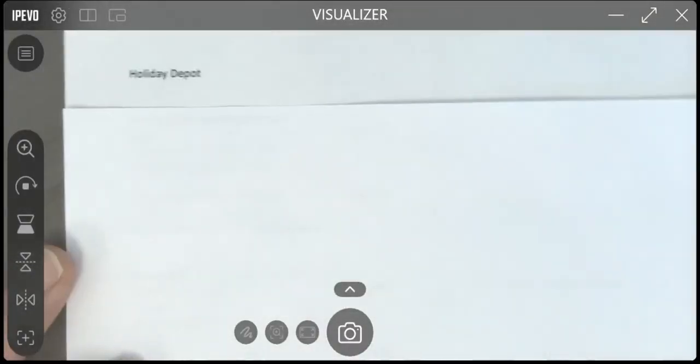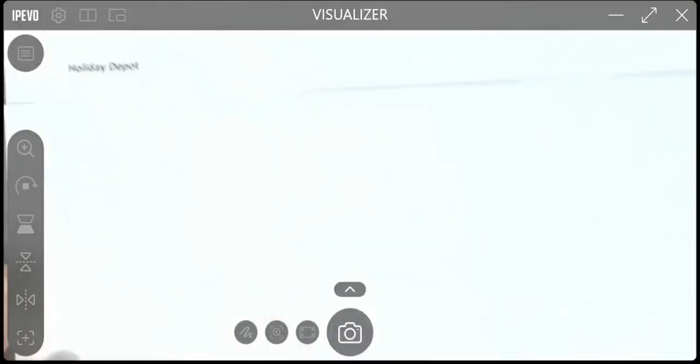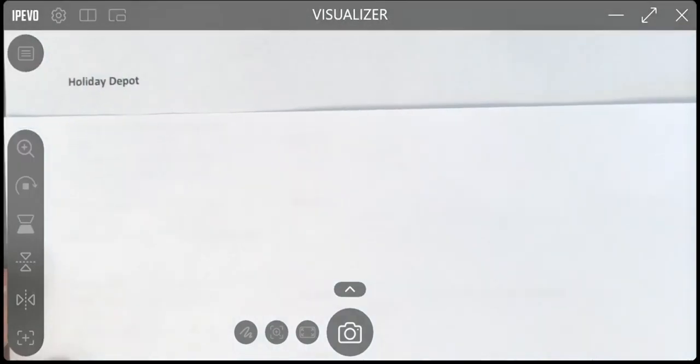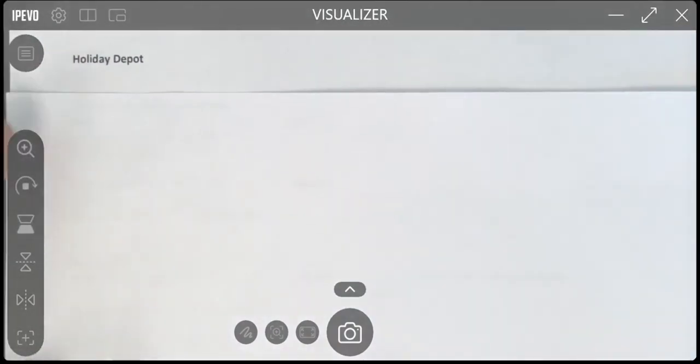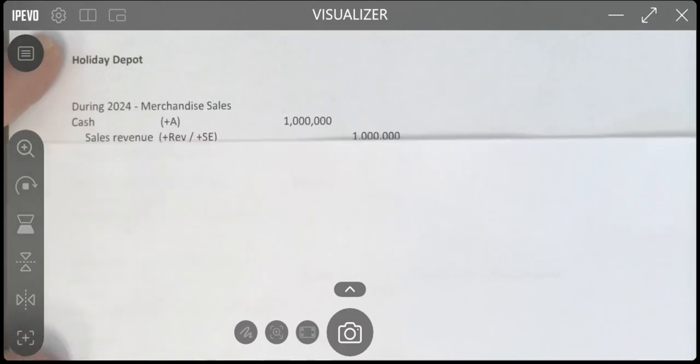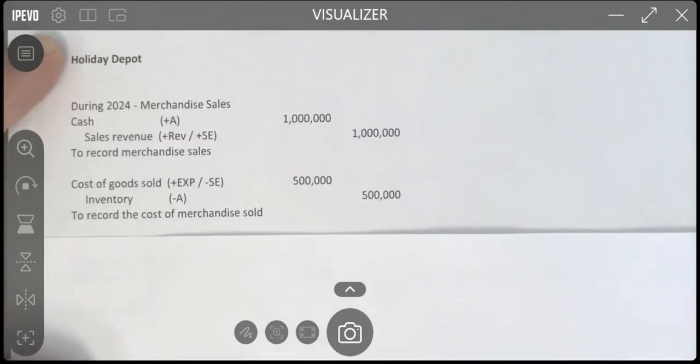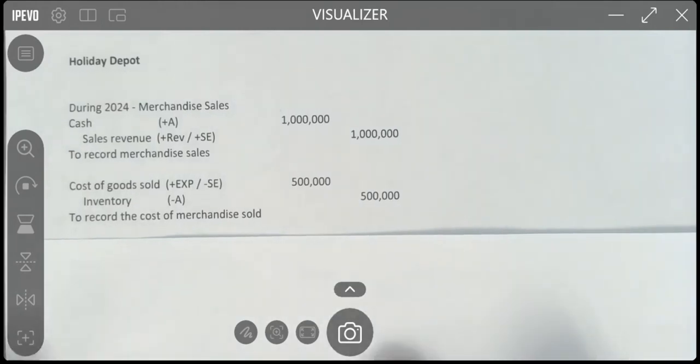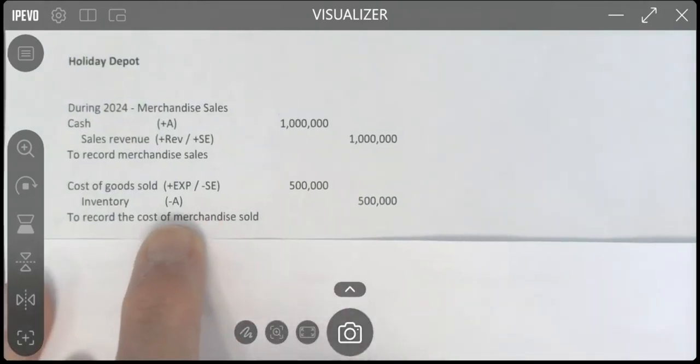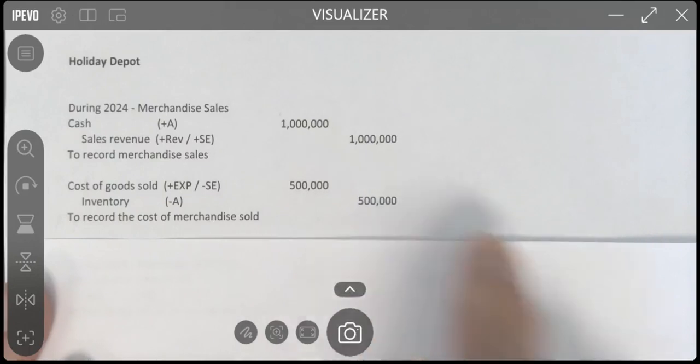All right, welcome back. So this is the Holiday Depot case, and hopefully you found this pretty easy. Nothing too remarkable there. There's the entries for the sales as they occurred. So I put above it during 2024 merchandise sales because those occurred almost hopefully on a daily basis. And of course, when those sales occurred, we also had to record the delivery of the inventory, the customers taking the inventory.